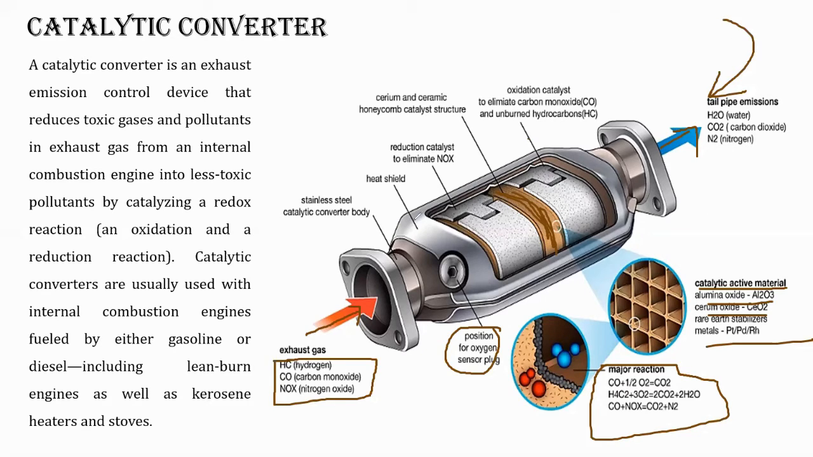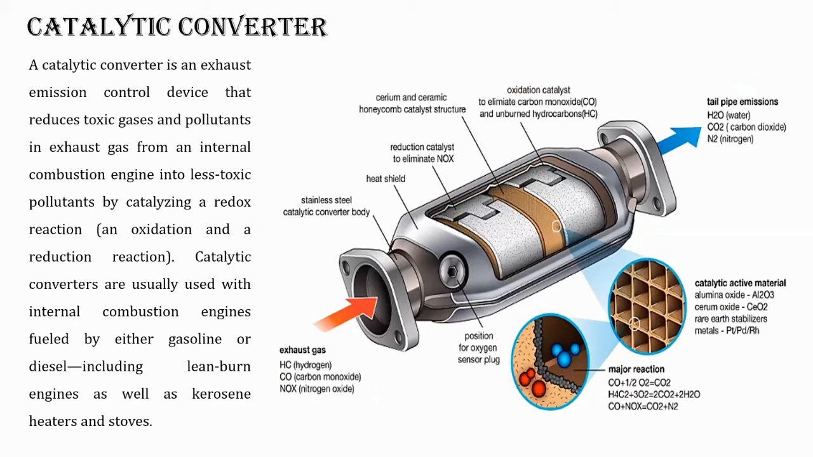Now here we have a heat shield, a stainless steel body, and a reduction catalyst present right here, and an oxidation catalyst also present right here. Two chambers are there, one is the reduction catalyst, one is the oxidation catalyst. And the rest we have already discussed.